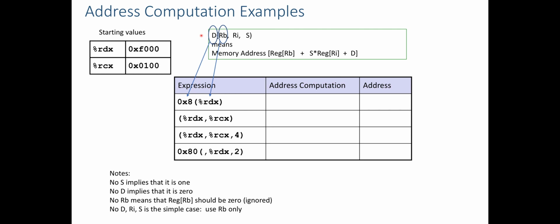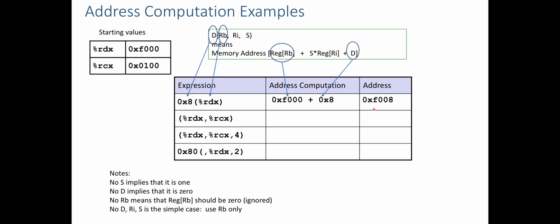And so in that case, we're going to simply add the displacement to RB. So we're going to take what's in RDX here. That's F000, right? That's an RDX up here. We're going to take that, and we're going to add the 8. And so the result of that is a new address. So we're taking RB and D in this equation here.